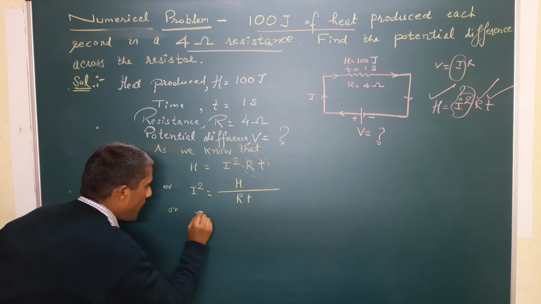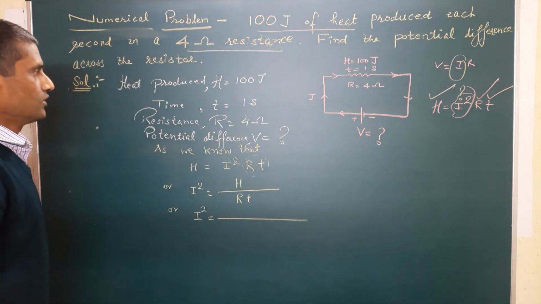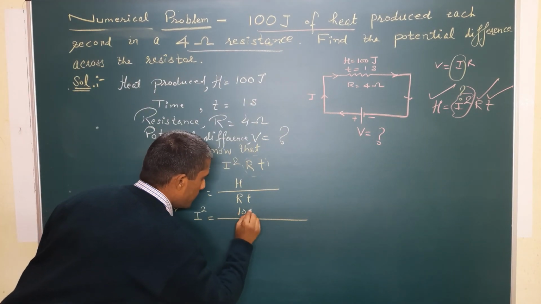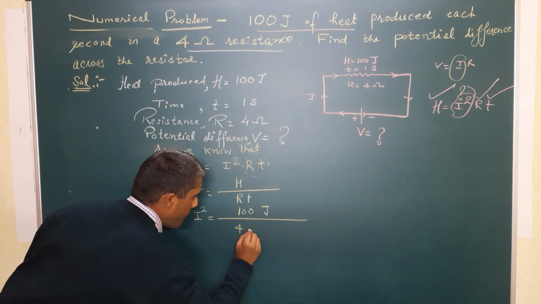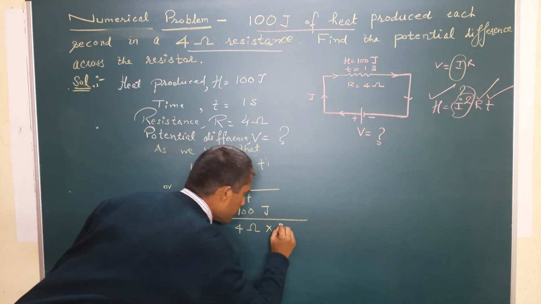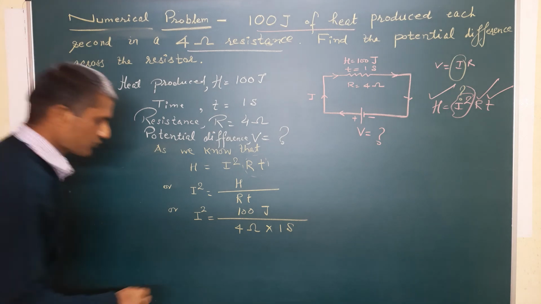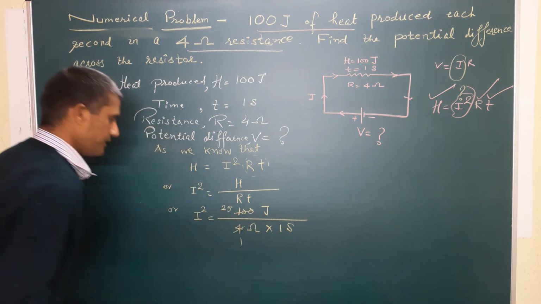Or I square, let us put in the values of each and every physical quantity here. H is 100 joule. Resistance R is 4 ohm, multiplied by time, which is 1 second. Let us solve it. 1 and it is 25.